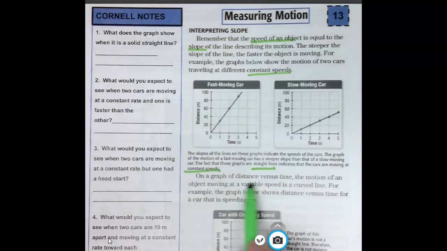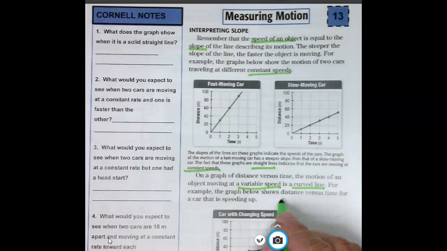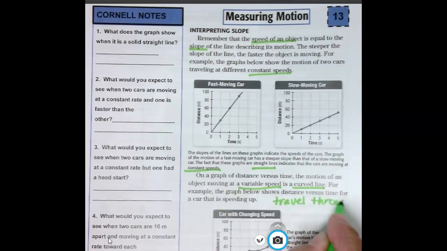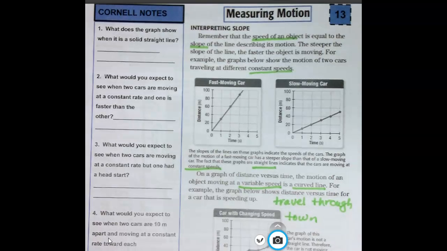Okay? On a distance time graph, the motion of an object that is moving with a variable speed will have a curved line. Now, what we mean by variable would be something that is speeding up or slowing down. So this might be you as you travel through town, because you're going to be speeding up and slowing down. Now, that would not be like our car going down a ramp, in which it's still accelerating or decelerating at a constant rate, okay?